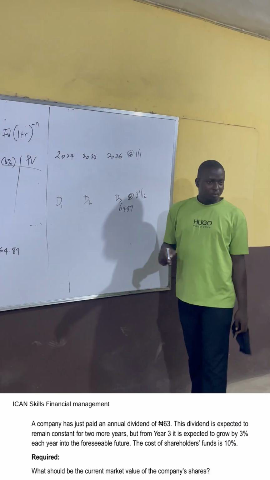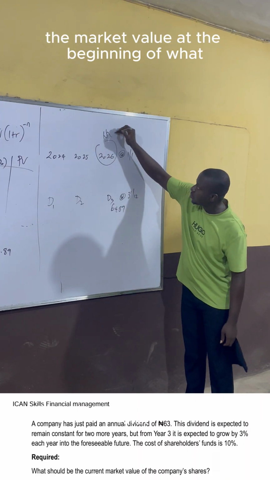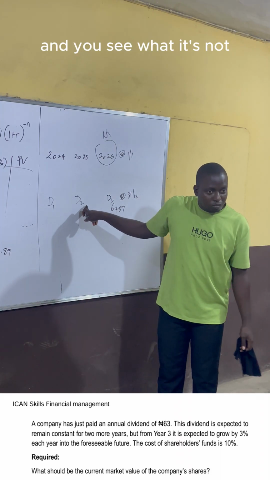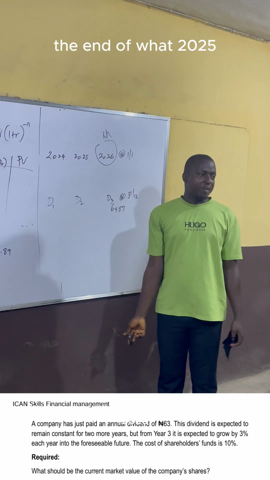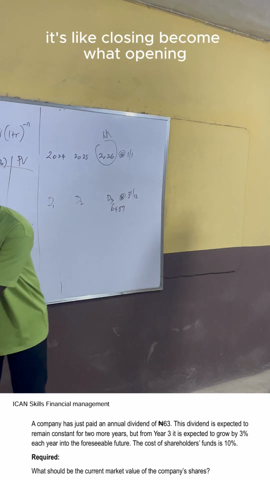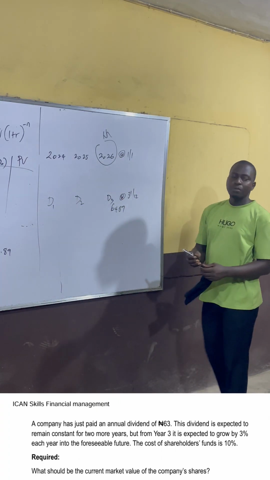64.89. That means what will it give us? It will give us the market value at the beginning of what? And it's still not D2. It's the market value at the end of 2025. It's like closing becomes opening. Something like that. So that's how we're going to target.